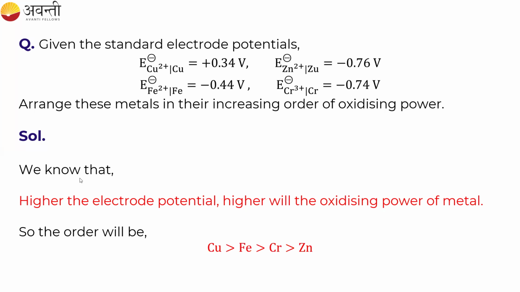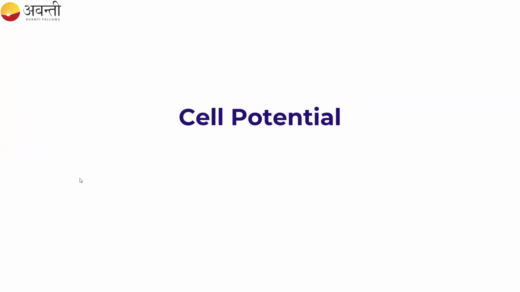Okay. So here, the IUPAC notation and the other things are getting over. The electrode potential topics are getting over. Now, next we will jump to cell potential. The next topic is cell potential.